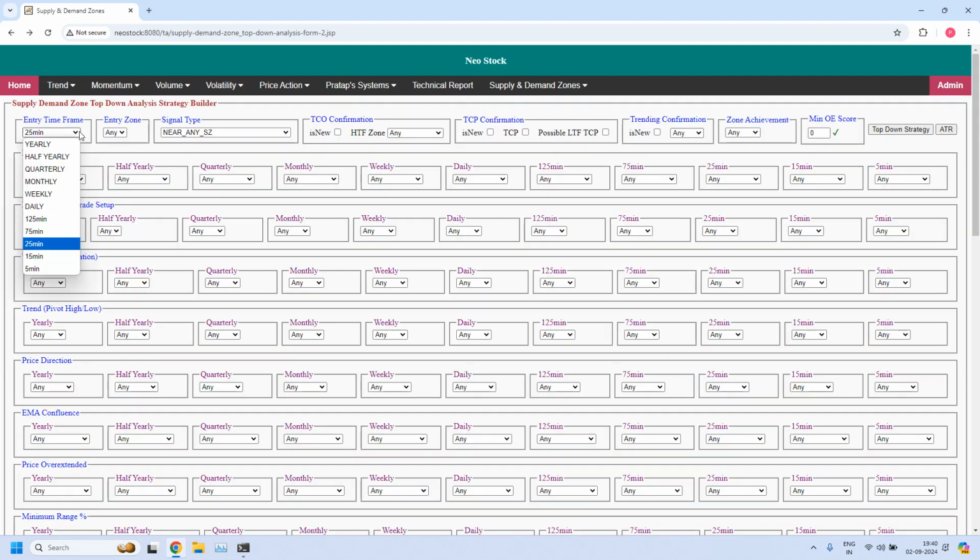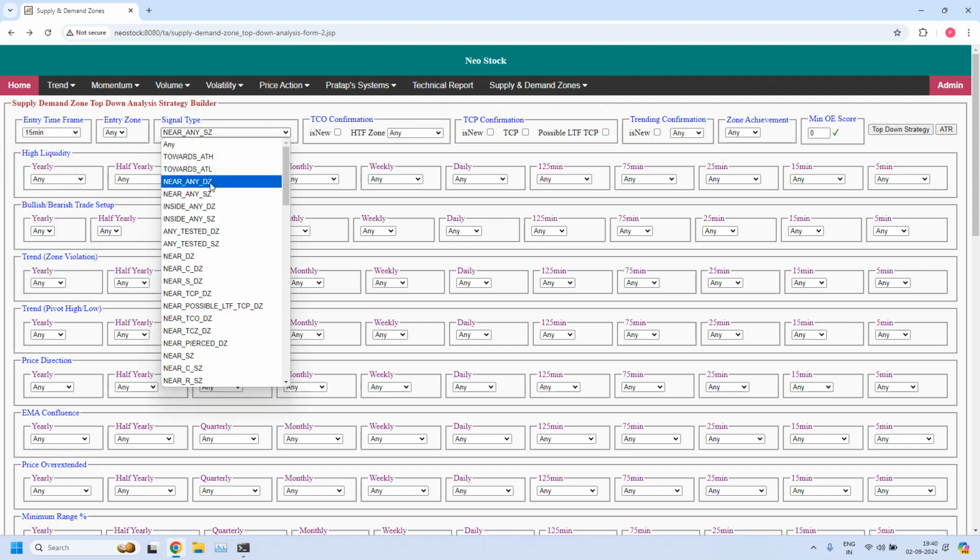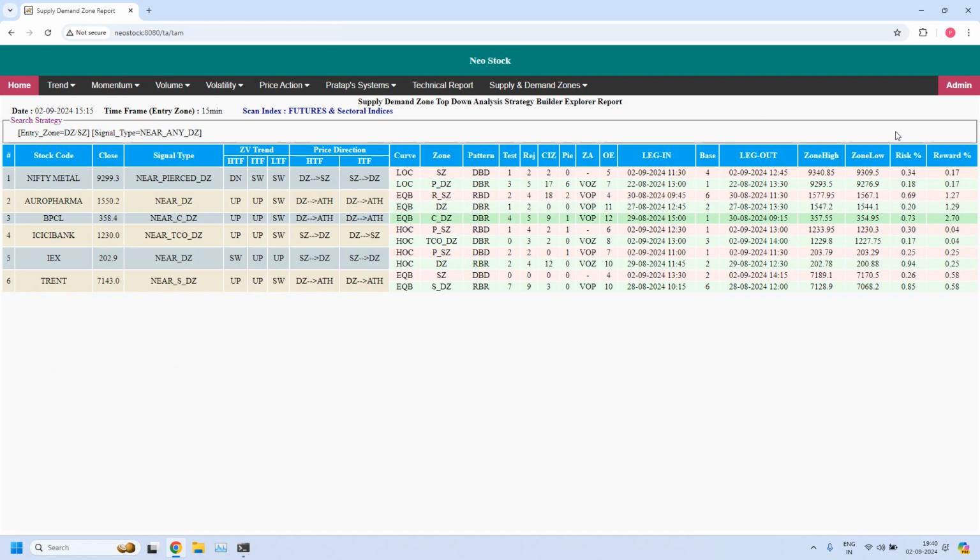The next time frame is 15 minutes. Let us find the stocks near 15 minutes demand zone. 6 stocks are filtered near to the 15 minutes demand zone. Let's identify if any of these stocks are having zone confluence with the ITF time frame, that is 75 minutes time frame.